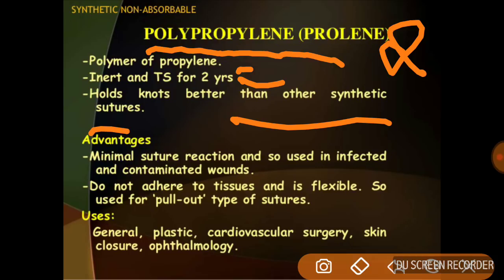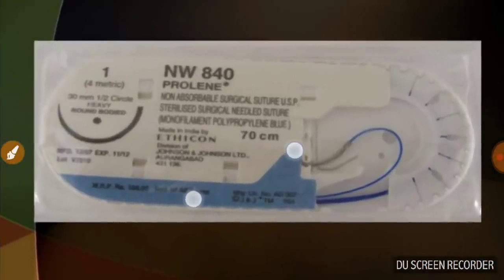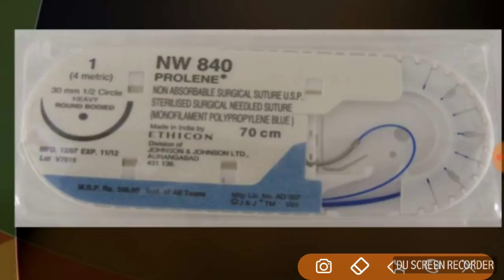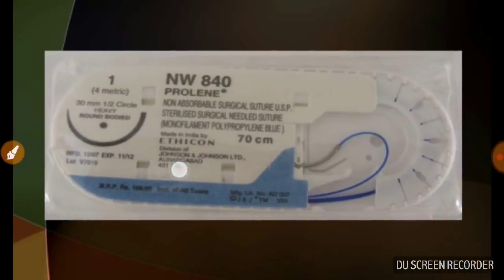Minimal suture reaction, so used in infected and contaminated wounds. Does not adhere to tissue and is flexible, so used for pull-out type of sutures. General, plastic, cardiovascular surgeries, skin closure, ophthalmology, in every case it is used. This is what it looks like. These beautiful strands of monofilament Prolene. This is a synthetic non-absorbable suture. So this is how it looks like.